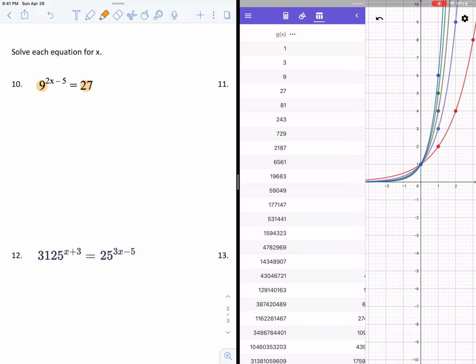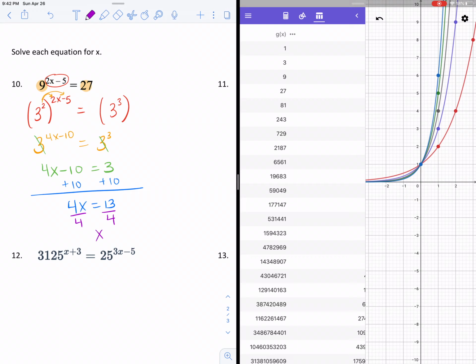Once we have the common bases and the exponents are simplified, we could drop the base, set 4x minus 10 equal to 3, and then this is a very basic equation that you could solve, adding 10 on both sides. I get 4x equals 13, and then I'm going to divide by 4 on both sides, and I'm going to get x equals, I can't do 13 divided by 4, so I'll just write 13 over 4. Final answer.